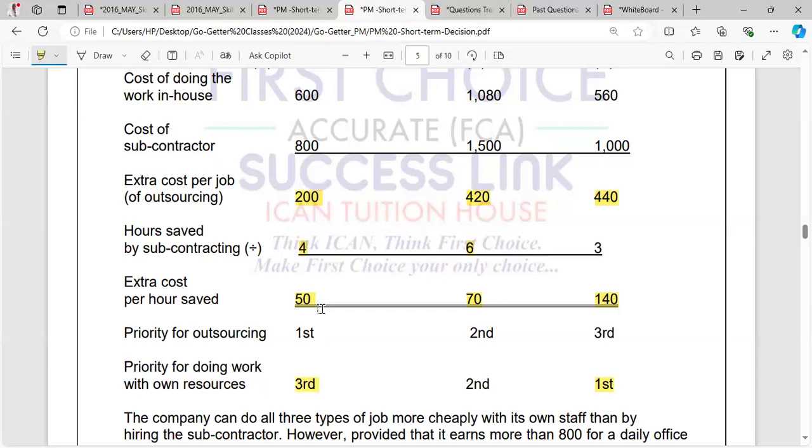So what do you do? The one with the least cost saved, you shouldn't concentrate on doing it yourself. The one with the highest cost per hour saved is the one you should do. That's why you see the priority for doing work with our own resources. The one you rank first is the one you should do first. The one you rank second is the one you should do second. Then the one you rank third.